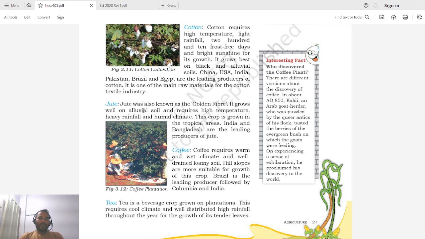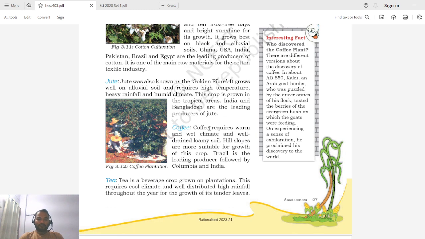It grows well on alluvial soil and requires high temperature, heavy rainfall and humid climate. This crop is grown in tropical areas. India and Bangladesh are leading producers of jute. So globally, India and Bangladesh are the major producers.